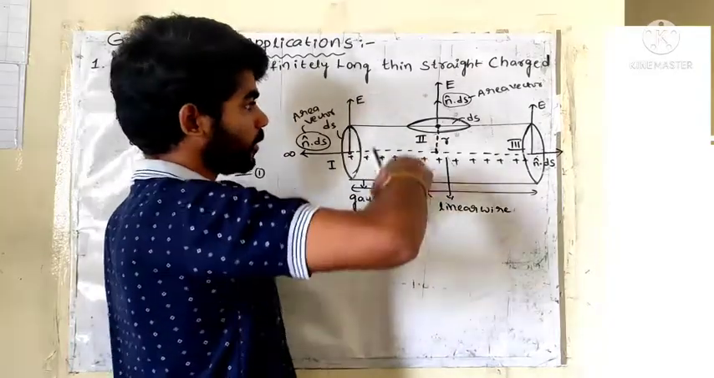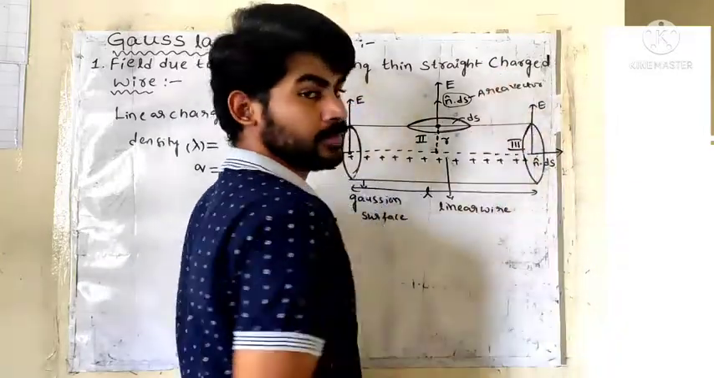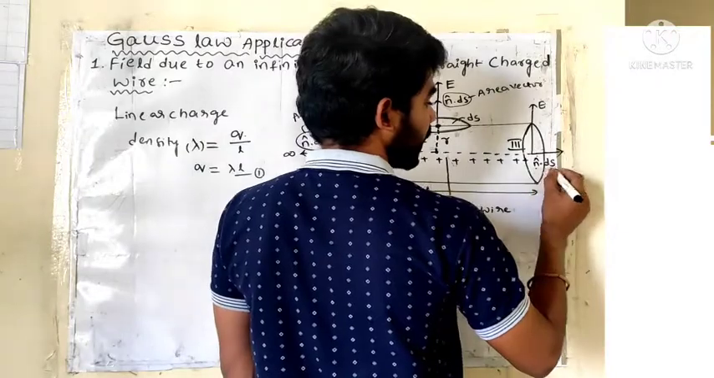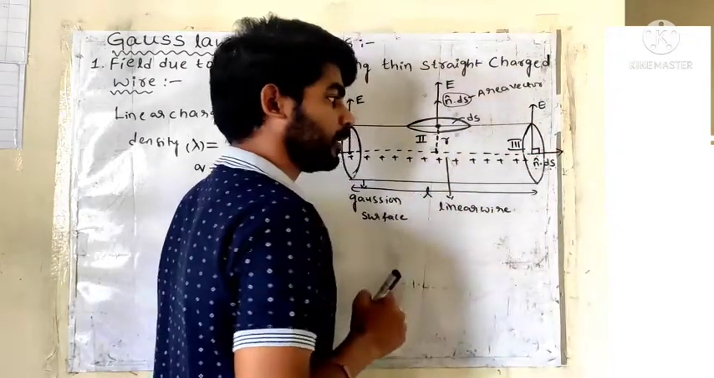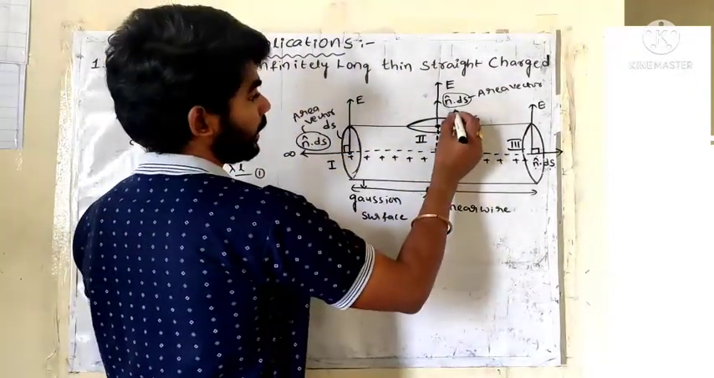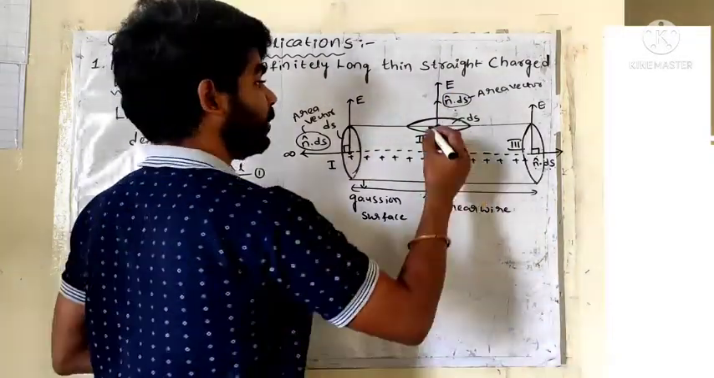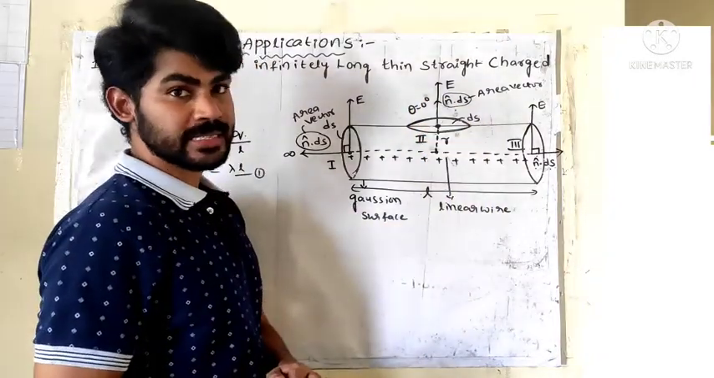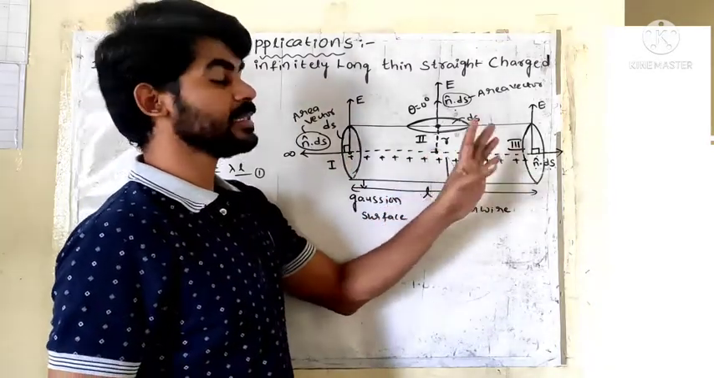Now electric field lines are passing from the downside to the upside through this Gaussian surface. Here also n cap ds is the area vector. Here the field is normal, at 90 degrees, but in region 2 the area vector and electric field are in the same direction, which means theta is equal to 0 degrees. So region 1, region 2, region 3.